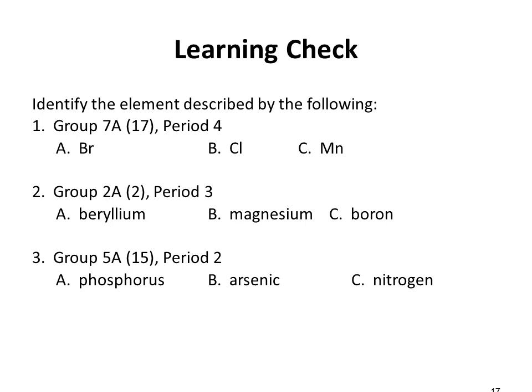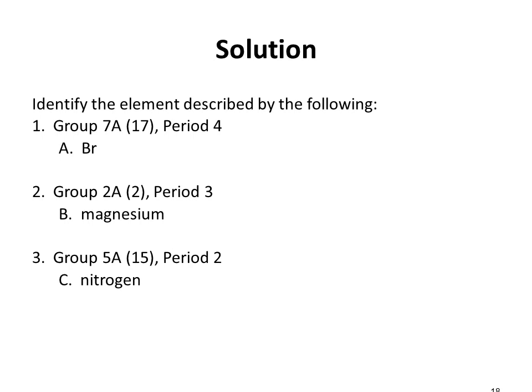And now we have number 3, group 5A or group 15. So that brings us to the nitrogen group. And if we're looking at period 2, that's actually going to be nitrogen, choice C. All right.